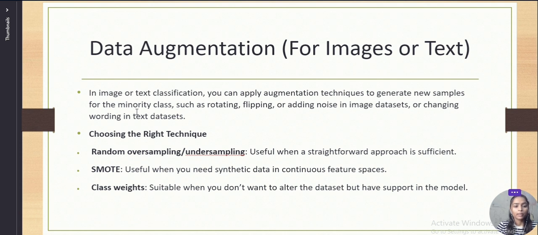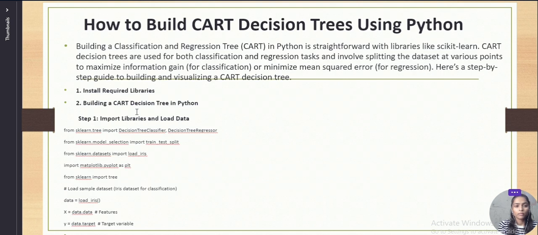Choosing the right technique. Random oversampling, undersampling: useful when a straightforward approach is sufficient. SMOTE: useful when you need synthetic data in continuous feature space. Class weight: suitable when you don't want to alter the dataset but have support in the model.